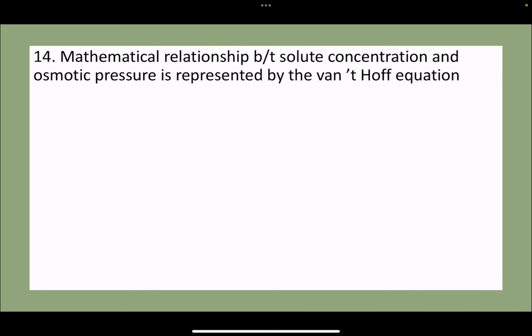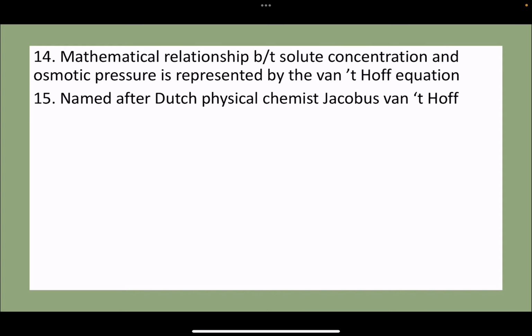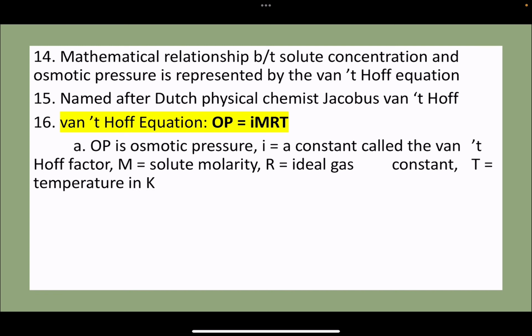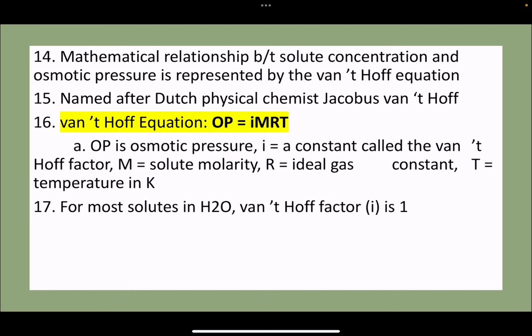Mathematically, osmotic pressure is calculated with an equation known as the Van 't Hoff equation, which is named after Dutch physical chemist Jacobus van 't Hoff. The equation is shown here. The term OP is osmotic pressure. I is a constant known as the Van 't Hoff factor. R is another constant called the ideal gas constant, and T is the temperature measured in kelvins. For most solutes in water, the term I is equal to 1.